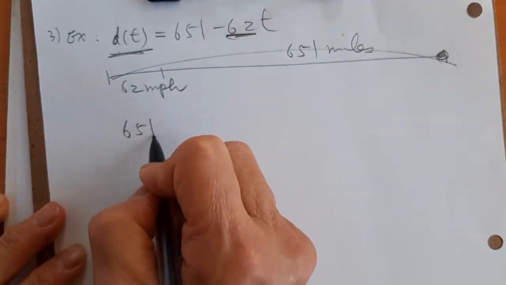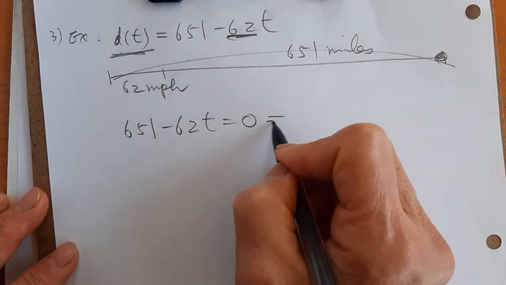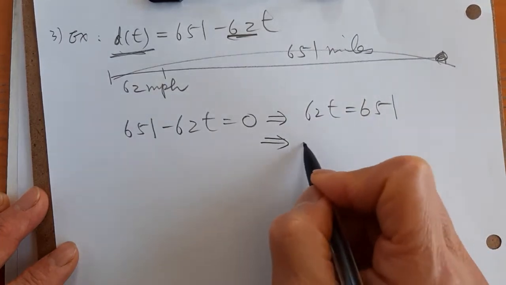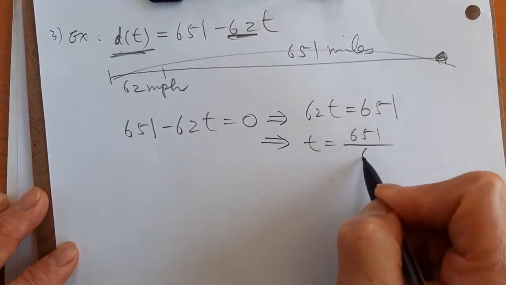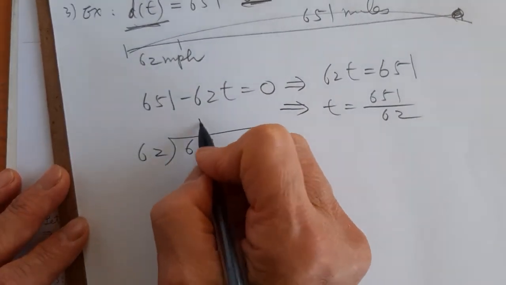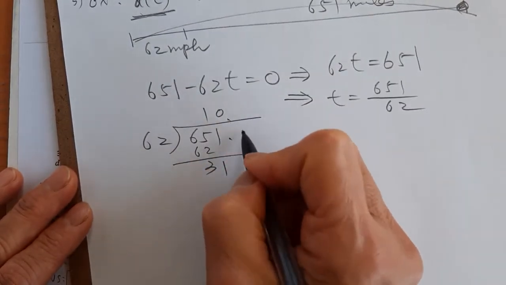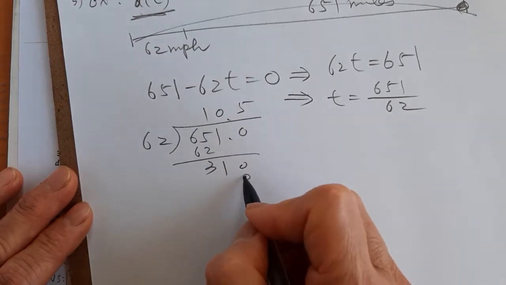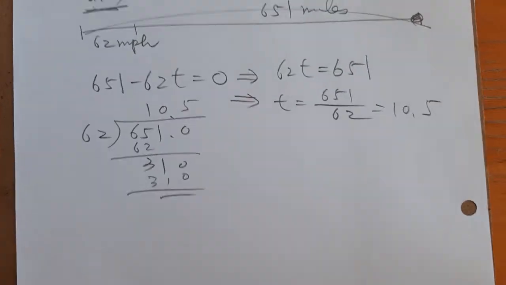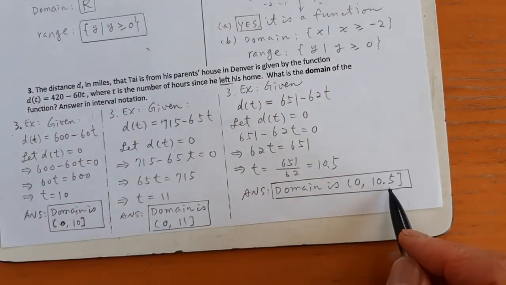So you let 651 minus 62t equal 0. Solve for t. So you get 62t equals 651, and divide: 651 divided by 62. 62 goes into 65 once, 62, 3, bring down 1, 0, 0.5. So t equals 10.5. So after 10.5 hours of total travel, he arrives at his parents' home.